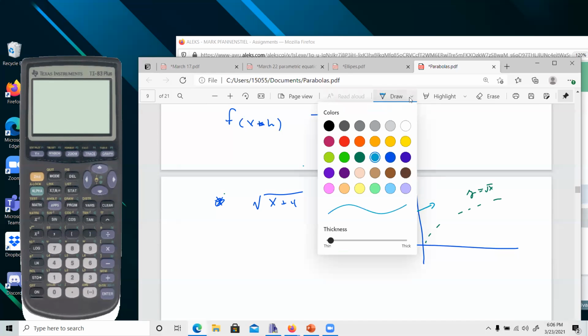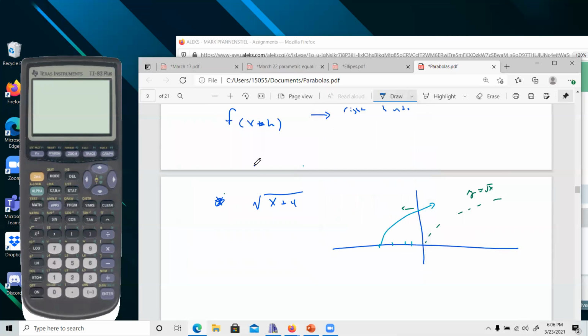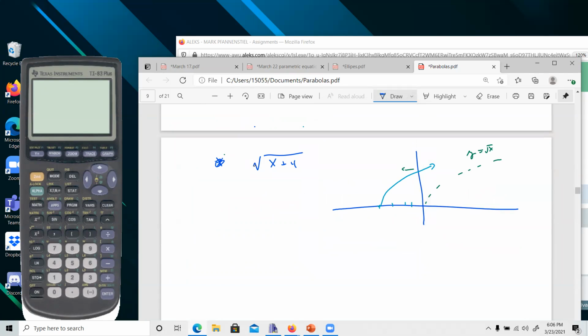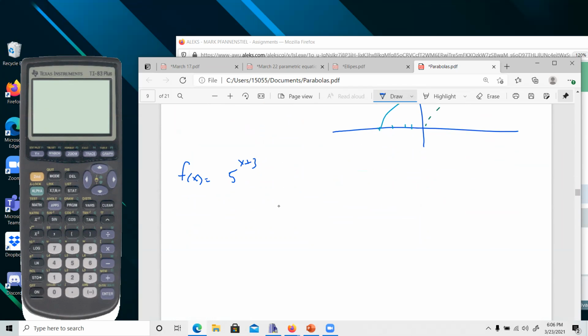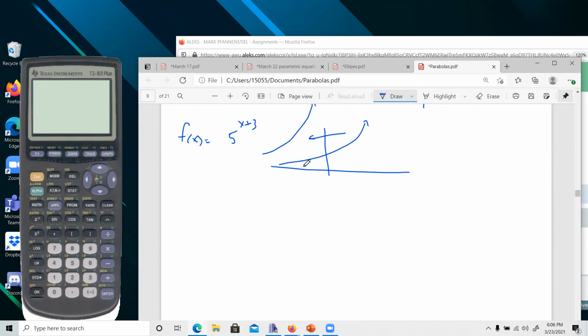So here I have 5 raised to the x plus 3. Okay, so we have f of x is equal to 5 to the x plus 3. My horizontal asymptote isn't changing, but I'm going to move this graph 3 to the left.